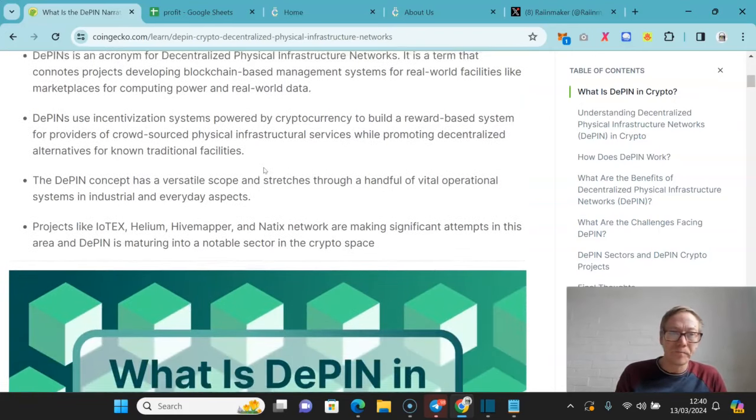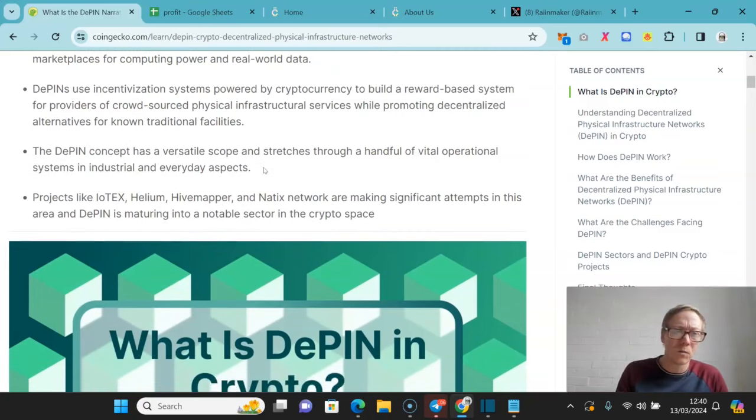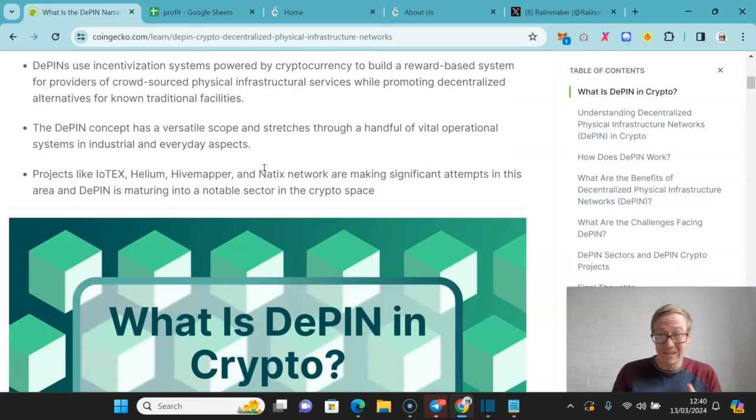So it's a term that connotes projects developing blockchain-based management systems for real-world facilities, whether that's marketplaces for computing power or real-world data, and the DePin systems incentivize users via cryptocurrency rewards. We've seen real growth in this area, particularly in the last couple of years. This has been one of the biggest sectors in terms of seeing legitimate projects coming up that have a use case, because we often see within the crypto space projects that do not have an actual use case.